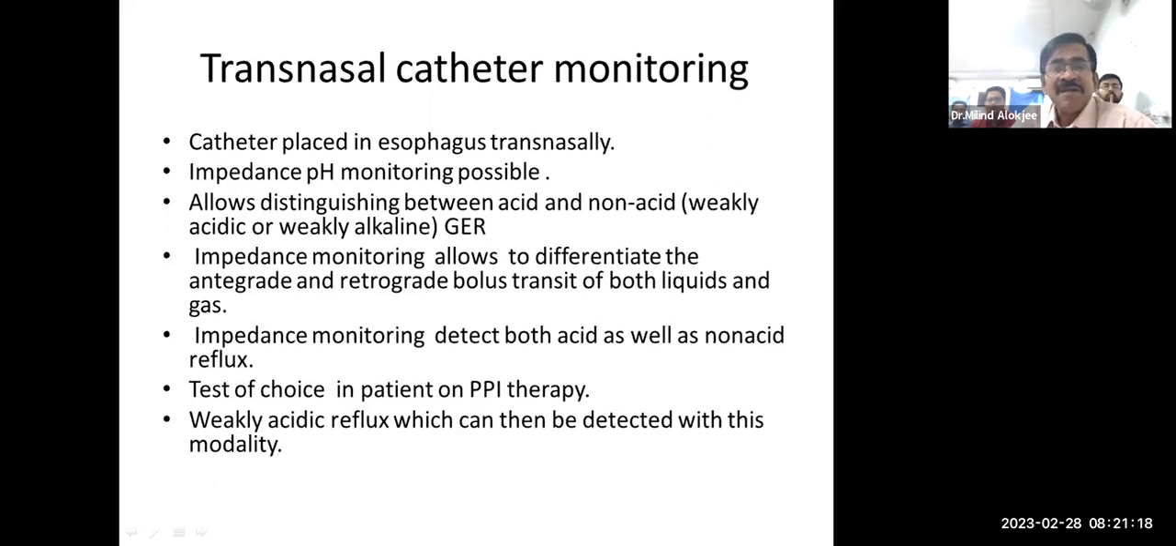This can be measured also by placement of a transnasal catheter. The catheter is placed in the esophagus transnasally, and impedance pH monitoring is possible. This allows distinguishing between acid and non-acid or weakly acid reflux in gastroesophageal reflux disease. Impedance monitoring also allows differentiation of antegrade and retrograde bolus transit of both liquids and gas. So sometimes if you take acidic food, pH monitoring may be faulty. So this can differentiate an antegrade acid coming down the esophagus from a reflux from the stomach.